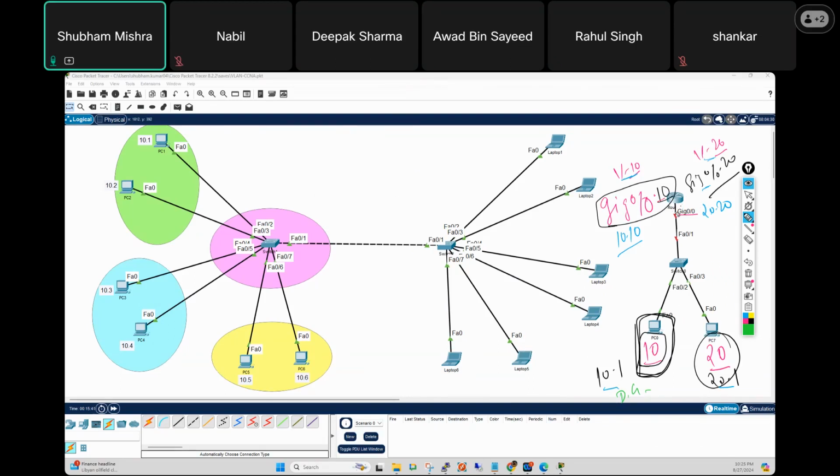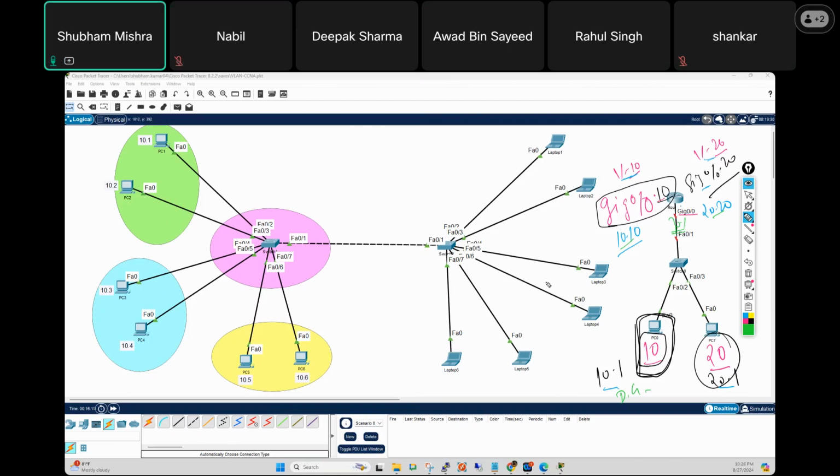Let's suppose here I configure 30.1 as the IP address of the sub interface. The scenario is changed. I am telling you, here I configure 10.10, here I configure 20.20, and here I configure 30.1. Now tell me, what is the default gateway for PC number 0? 10.10 only.